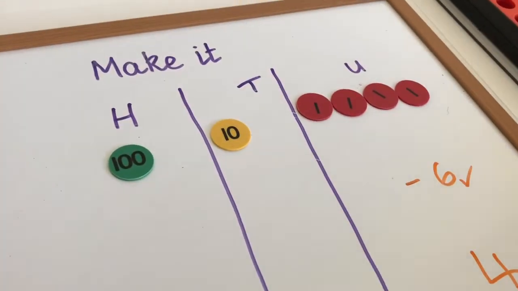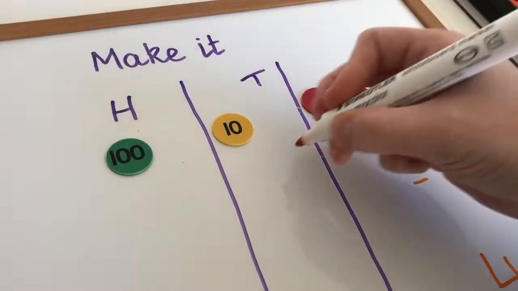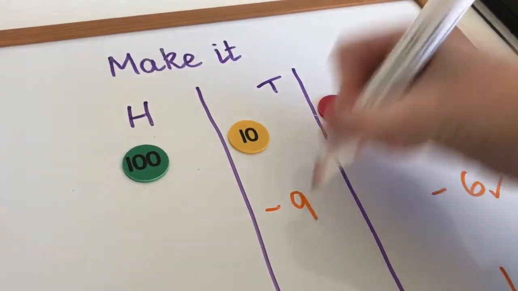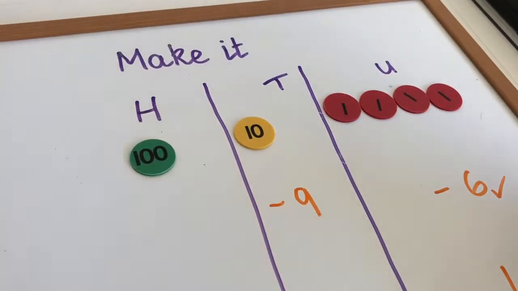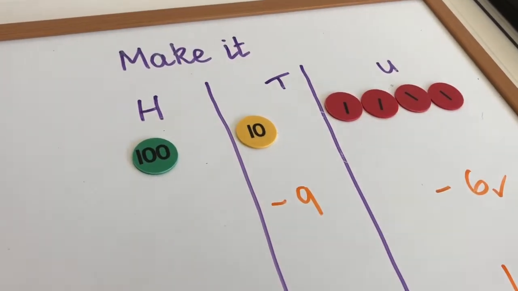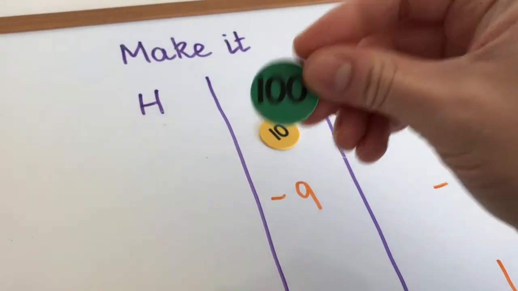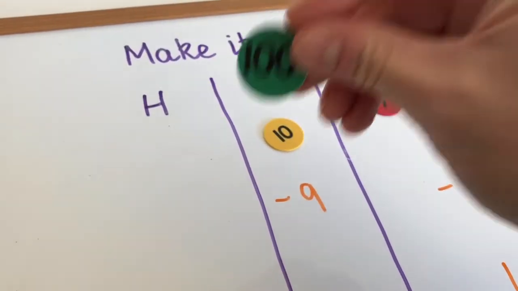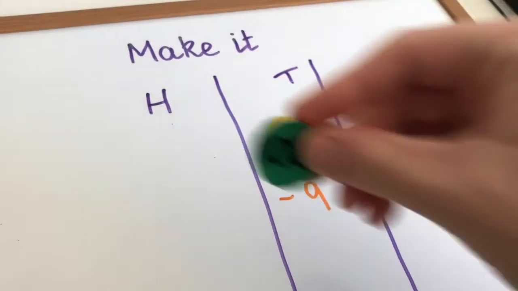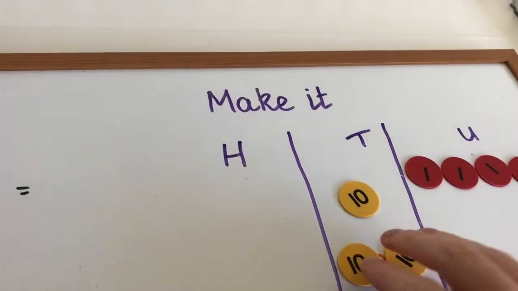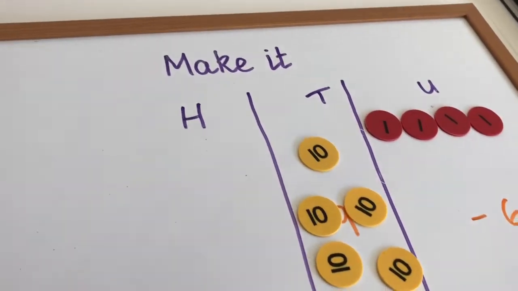Now we move on to the next place, which is the 10s. Now you can see in the question I've got to take away 96, so I've got to take away 9 10s from this column. I don't have 9 10s, so this is where it becomes an issue. But what I do know is that this is the same as 10 10s, because 100 is 10 times 10. So I'm going to get rid of this and I'm going to exchange it for 10 tens.